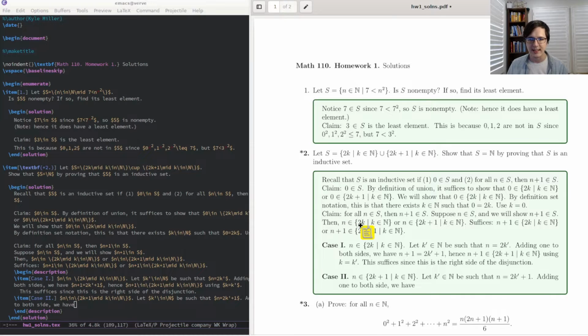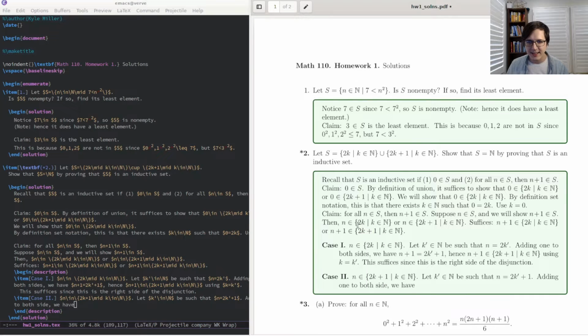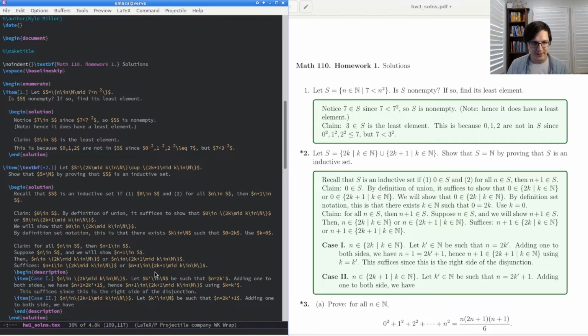So we're saying that if we have some, oops, remove annotation. Okay, if we have an even number, then it will be the second set, and if we have an odd number, it'll be the first. So we had an even number, we showed it's in the second. Now we have an odd number, we'll show if we add 1, we have something in the first. So we have n plus 1 equals 2k prime plus 2, which we can factor as 2k prime in parentheses plus 1.